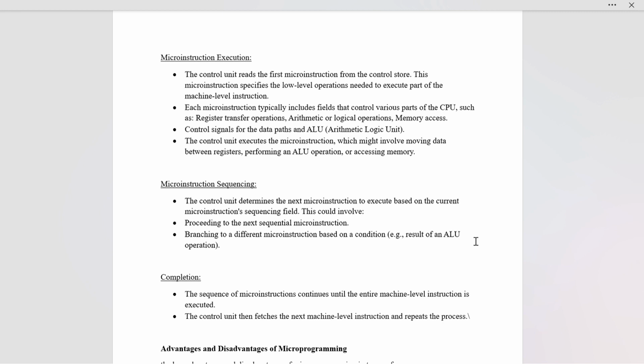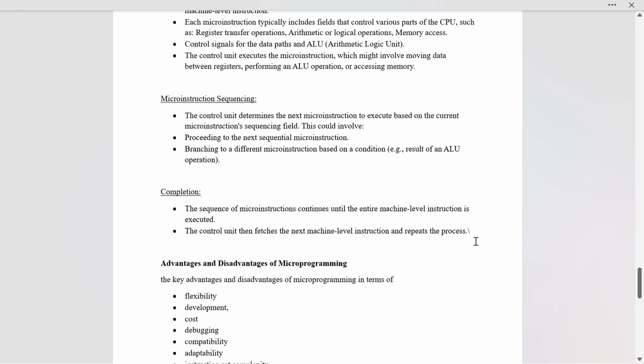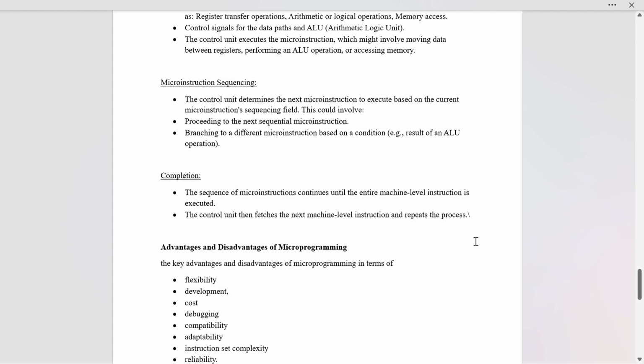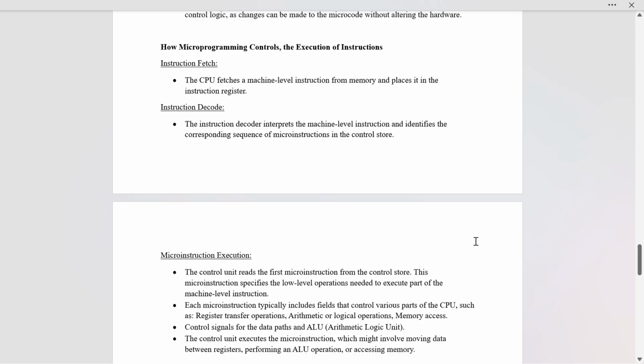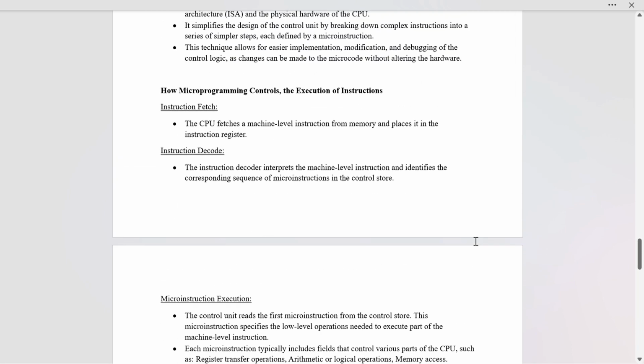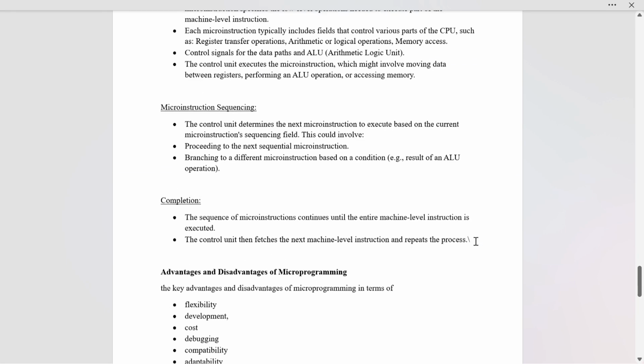Microinstruction sequencing. The control unit determines the next microinstruction to execute based on the current microinstruction's sequence field. This could involve proceeding to the next sequential microinstruction, or branching to a different microinstruction based on a condition, for example, the result of an ALU operation. Completion: the sequence of microinstructions continues until the entire machine-level instruction is executed. The control unit then fetches the next machine-level instruction and repeats the process. So this comes under how microprogramming controls the execution of instructions.